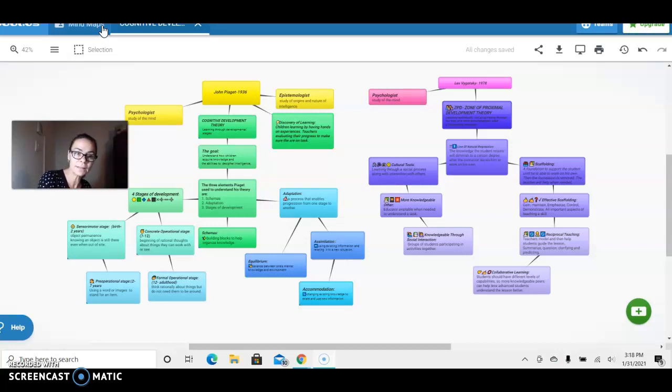And then after that is the formal operational stage, which is 12 years old to adults. And this is thinking rationally about things, but they don't need them to be around.